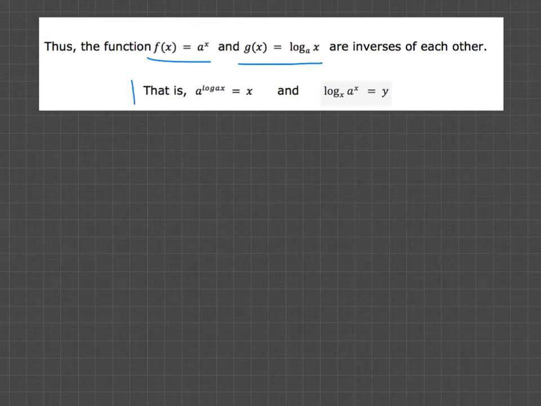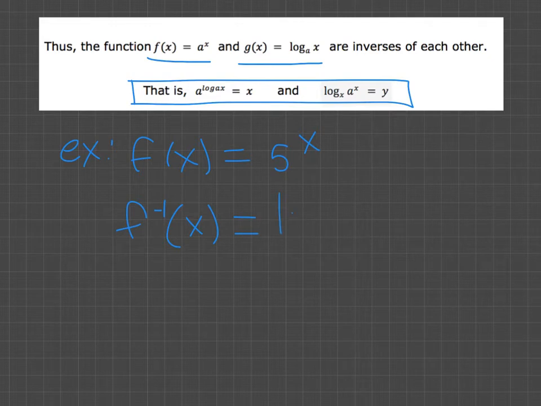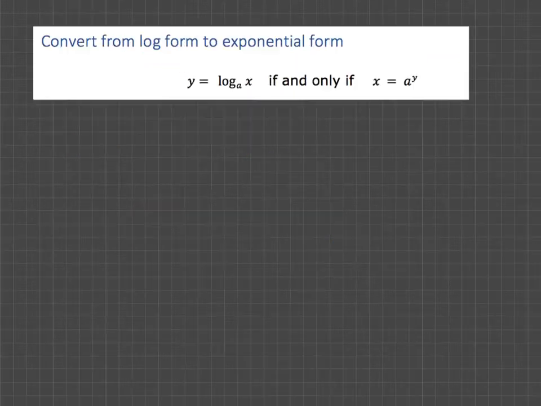We're going to come back to this when we solve some equations, but just look at an example. Let's say that we have the function f of x equals 5 to the x. Well, the inverse function of that we can write down. We know that it is a log, and the base is 5, and it's of x.